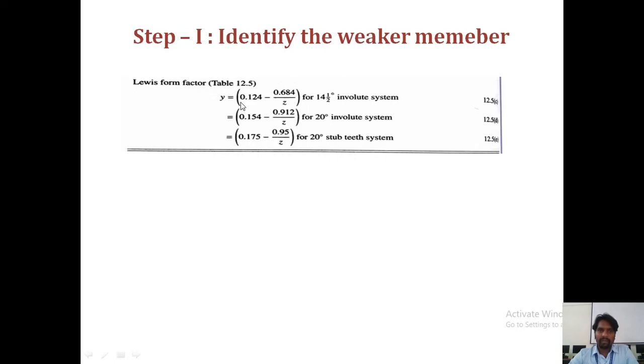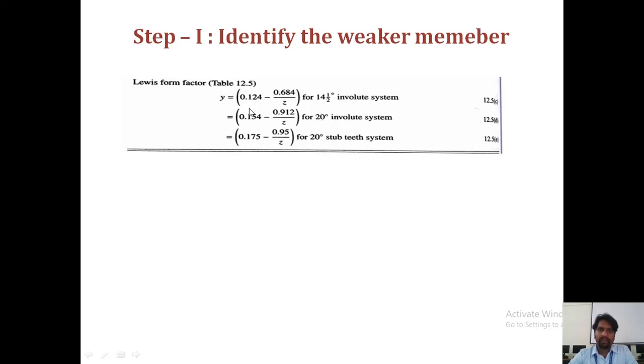To identify the weaker member, we need to calculate the Lewis form factor, which is given by y is equal to, there are three cases. But as I already told, the profile of the gear is not given in the problem. So there are the 14.5 degree involute system, the 20 degree involute system and the 20 degree stub teeth system. In this case we have assumed the 20 degree profile.